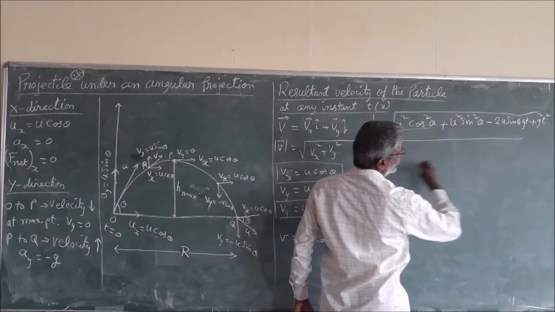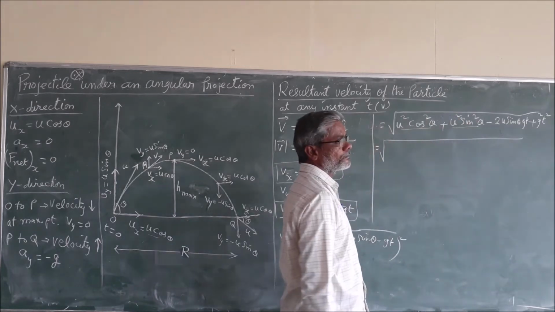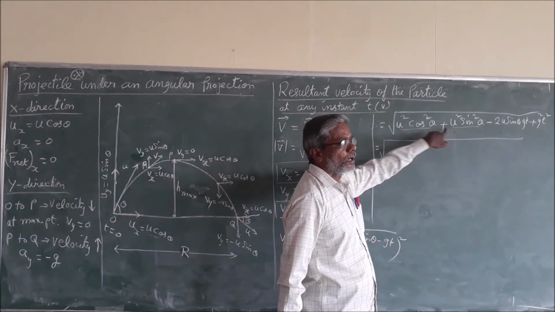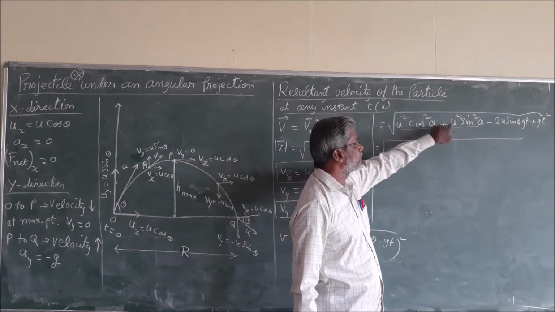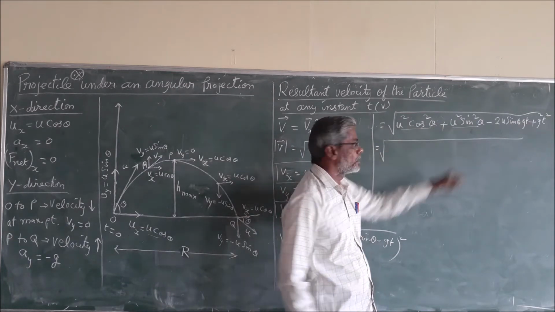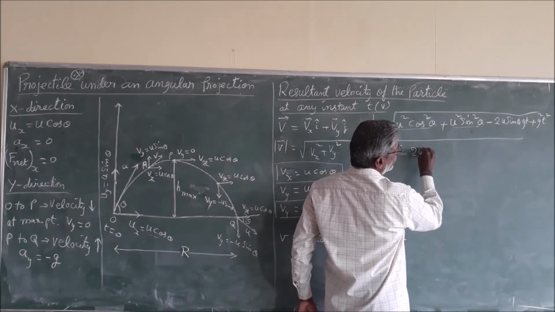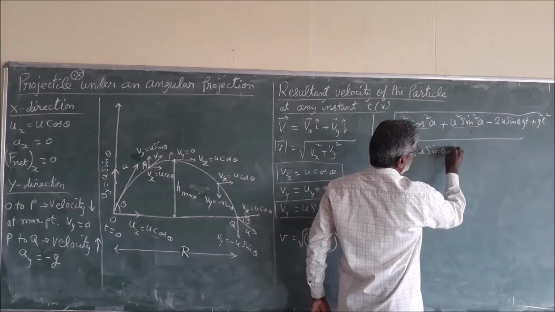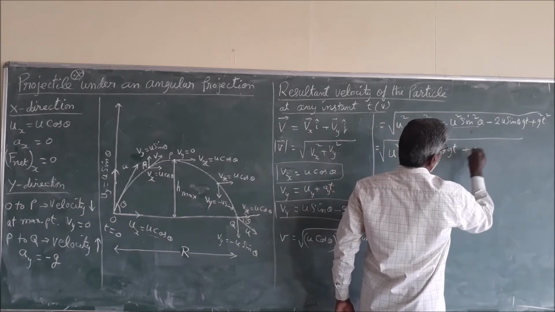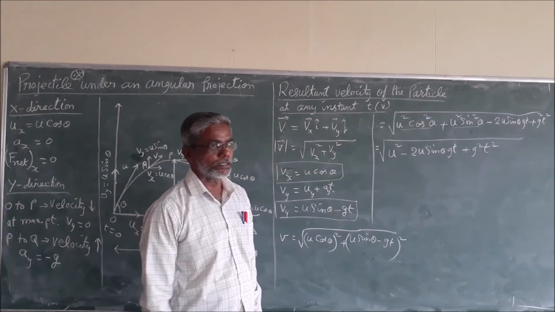This is u square cos square theta and u square sin square theta. In this, u square is common, and in the bracket you will get cos square theta plus sin square theta. So cos square theta plus sin square theta is nothing but 1. So I can write it as u square minus 2u sin theta gt plus g square t square. This will give the resultant velocity.